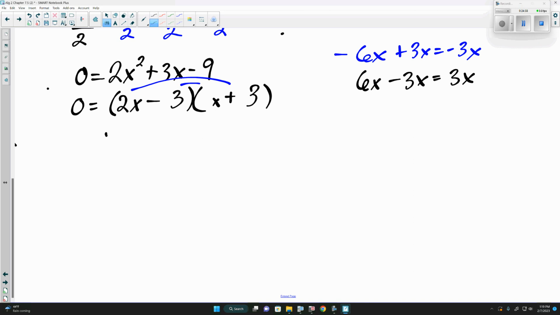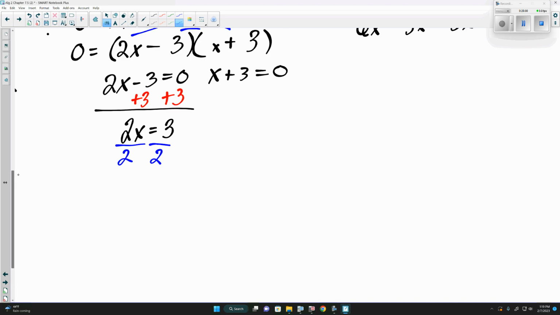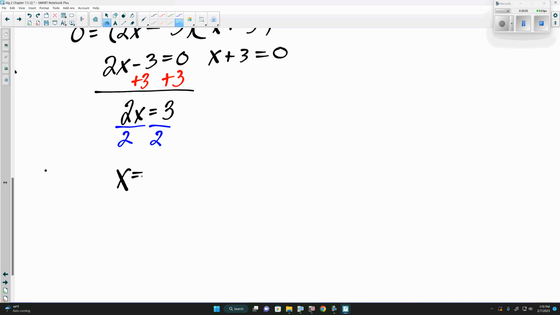Now, last but not least, we have 2 things multiplied together to equal 0. So one of them must be 0. Now, for the first one here, first thing we can do is add 3 to both sides, which tells us that 2x is equal to 3. Then we can divide both sides by 2, telling us that x is 3 over 2. And there's one of our solutions.